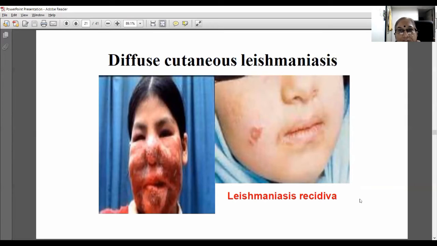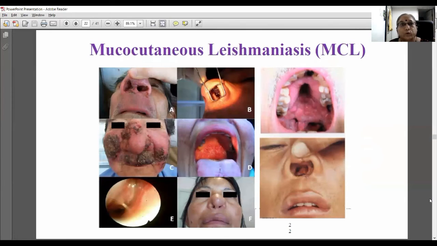This is a diffuse leishmaniasis. You can see how the face has been involved. The whole thing has been mixed up. That's why it is known as diffuse cutaneous leishmaniasis. Mucocutaneous: see all the mucous membranes, how they are involved, the throat, nose, palate.